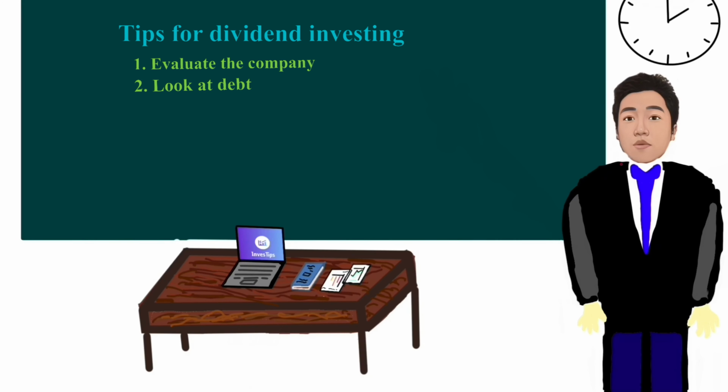If a company has high debt, there's a very high likelihood that they will cut dividend payouts in the future to help them pay back their debts. Make sure to look for companies that have lower debts compared to their competitors, as this will ensure that their dividend payouts stay stable.